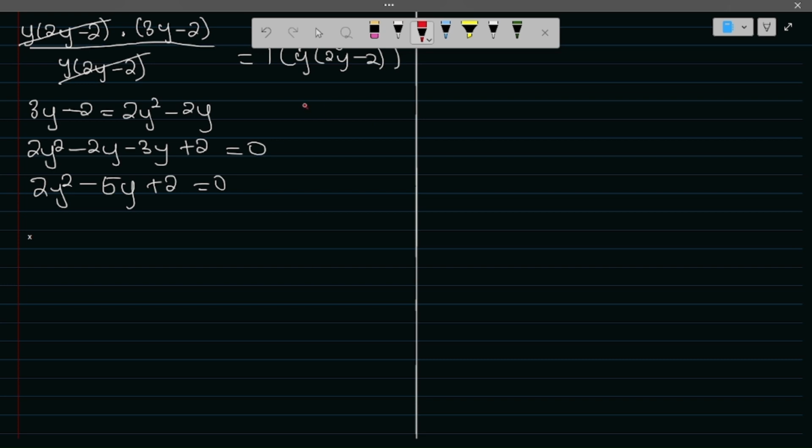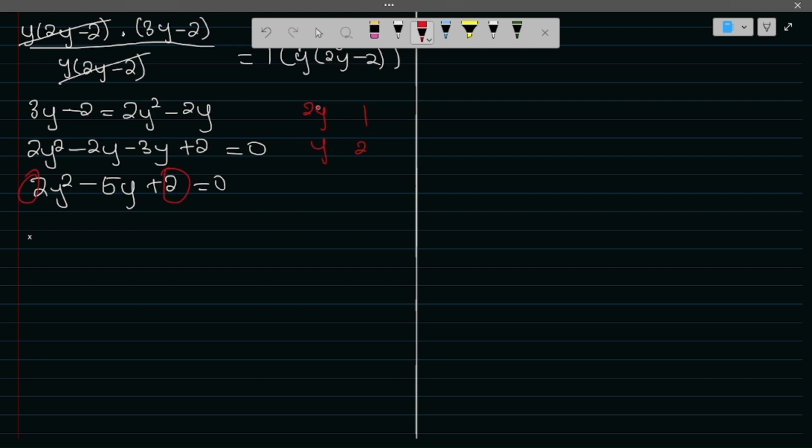You take 2y, and then you take y again. Alright, and then you look at your constant. Look at the values of your constant, and the values of your a, which is your x squared.